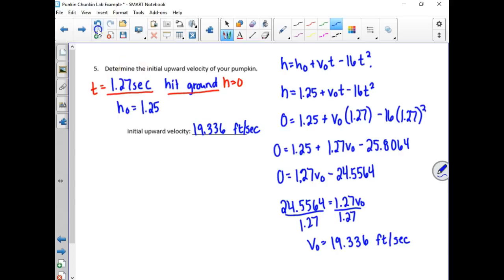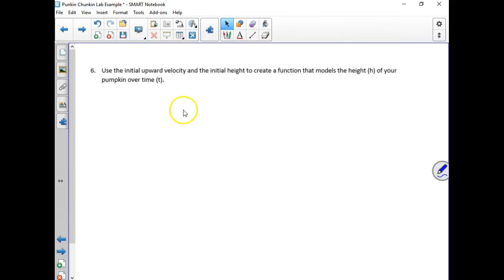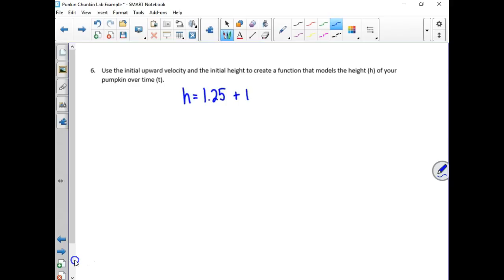Okay, so this now allows us to get our equation. If you look at number 6, it says to use the initial upward velocity and the initial height to create a function that models the height of your pumpkin over time. So here we just want to write ourselves an equation. So h will equal 1.25, because that's our initial height, plus 19.336 t, that's our initial upward velocity, minus 16 t squared. This is all they want for number 6. This is the equation we're going to use to answer all the other problems.